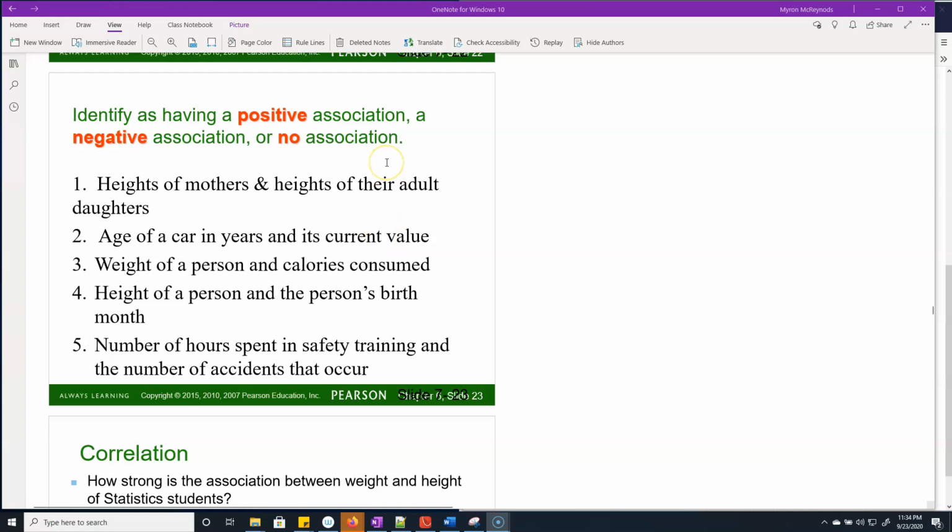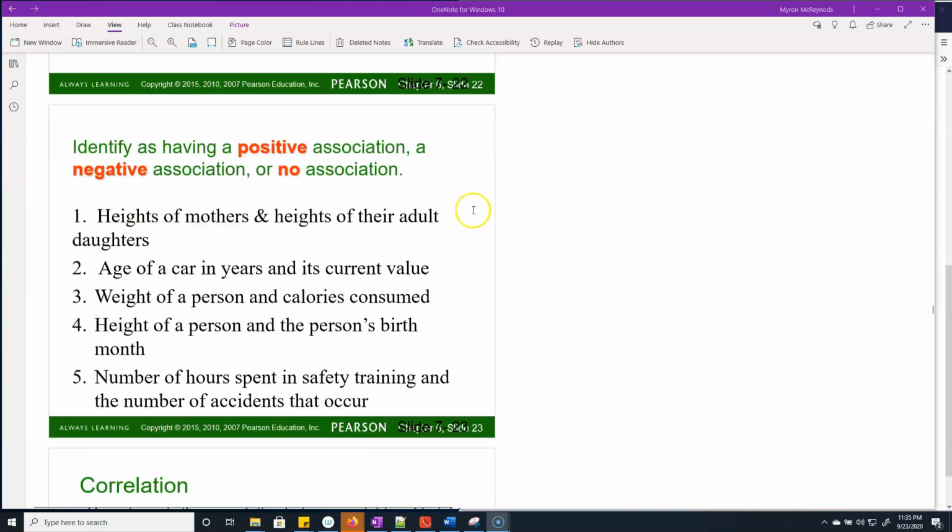Alright class, this is going to be part 2 of our video on chapter 6, and this part is going to cover correlation. And before I get to correlation, I missed one slide on the previous part, and I want to go over it because it is pretty important. It says identify these as having a positive, a negative, or no association.